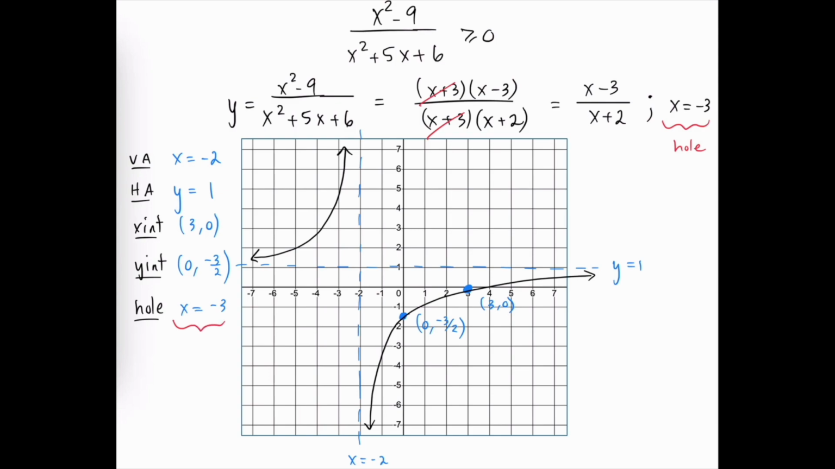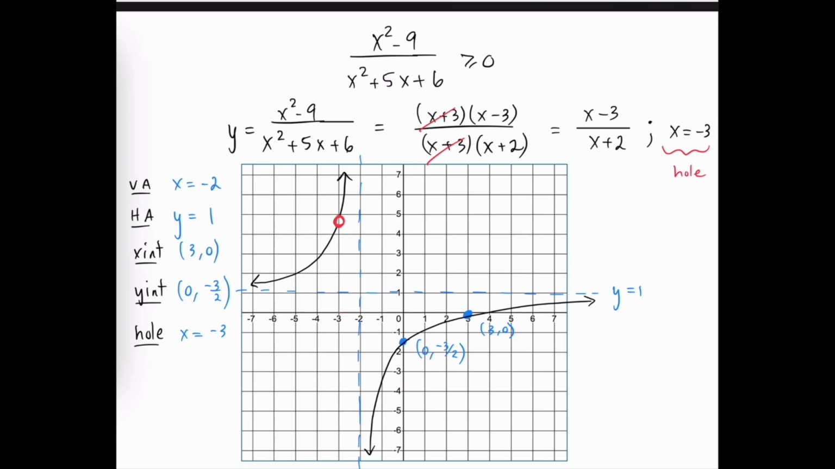Now it's time to discuss the hole in the graph. The hole happens at x is equal to negative 3. So we find the x value -3 on the graph, which is happening somewhere up here, and essentially we just erase that little bit of the graph.